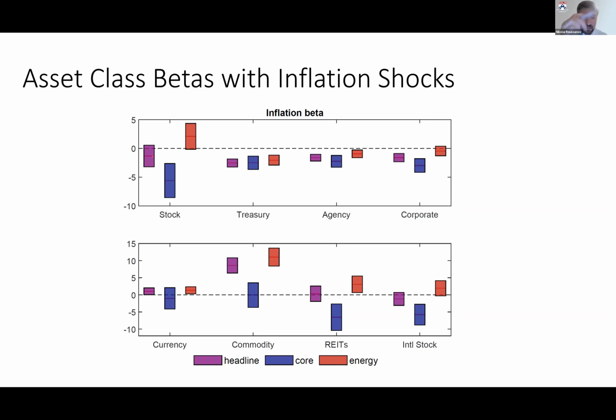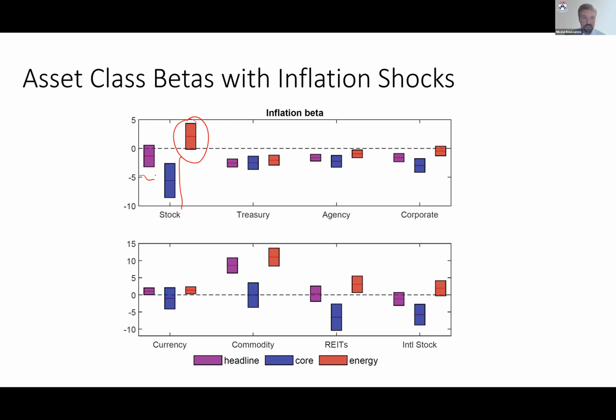If you look at stocks, you basically see what I described in the beginning as an ambiguous result, maybe slightly mildly negative, but not statistically significant. However, when you decompose headline betas into core and energy betas, that's where you see a very strongly statistically significant negative beta on core inflation, and a pretty positive, maybe marginally statistically significant, beta on energy inflation.